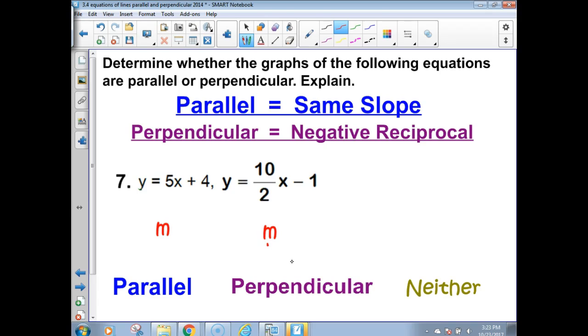Determine whether the graphs of the following equations are parallel or perpendicular, and explain. All right, so I have just a few more examples here. We've got to look at the equations, and sometimes they're not all the way they need to be yet. Look, what's the slope of this line?